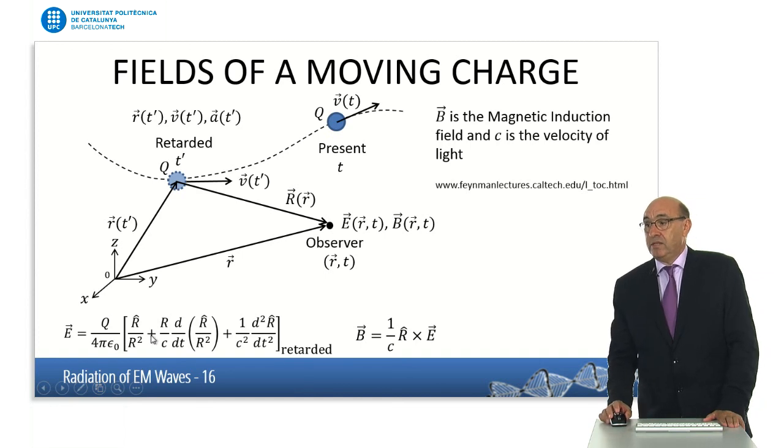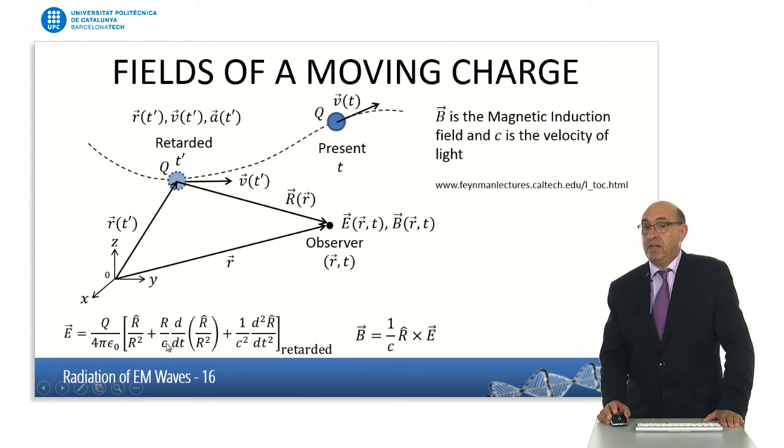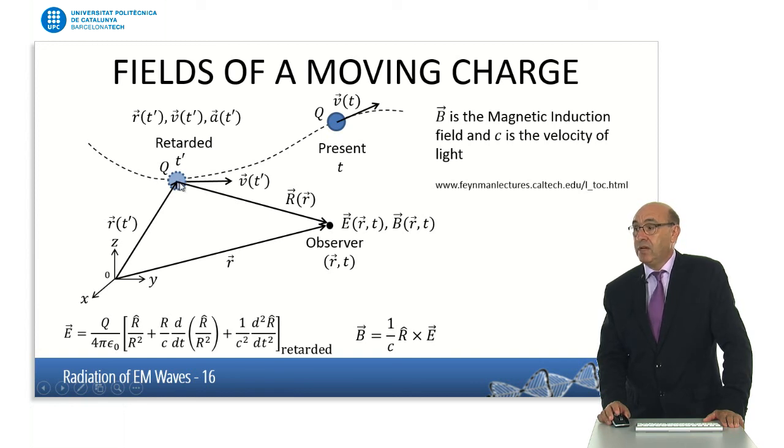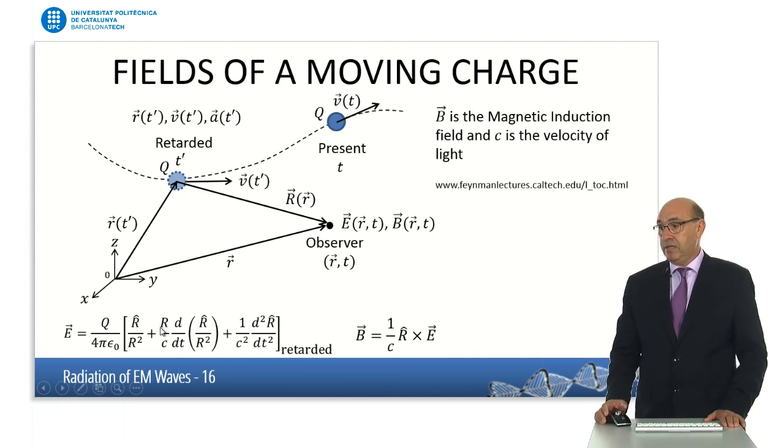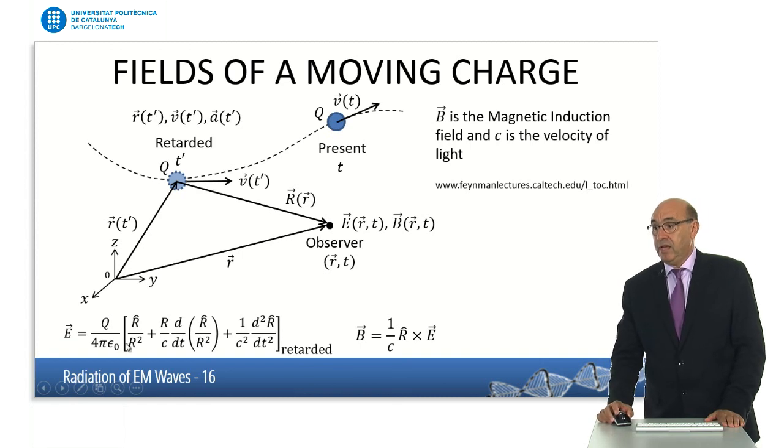The second term, if you see R divided by C, this is just this distance divided by the speed of light. And this is just the time it takes for the signal, for the electromagnetic wave, to travel from this point to this point. So this is just the correction to this term. This is just the rate of change of this field in terms of the delay, times the delay. Those fields fall off like 1 over r squared.